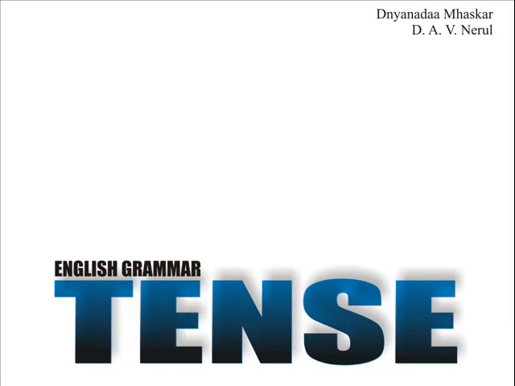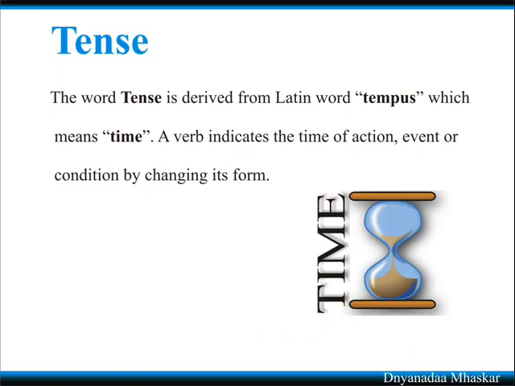Let us begin. What is a tense? The word tense is derived from the Latin word tempus, which means time. A verb indicates the time of an action, an event, or a condition by changing its form. We shall learn the forms of different tenses in the coming videos.